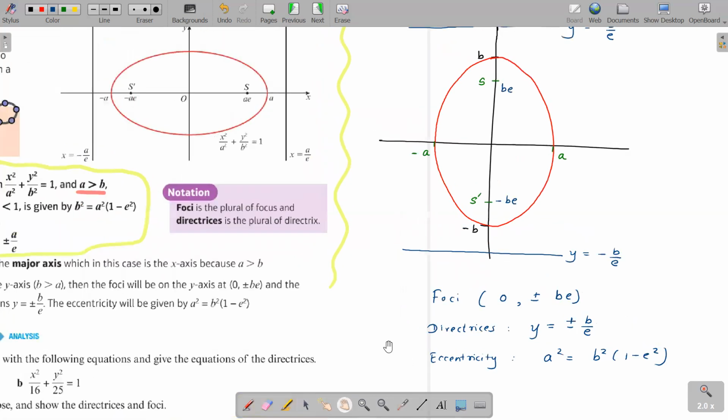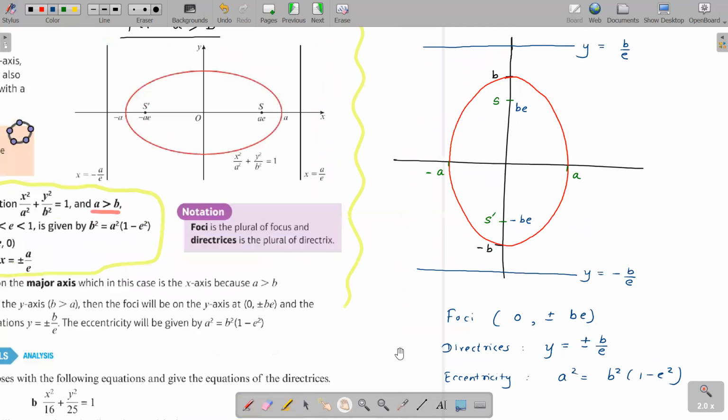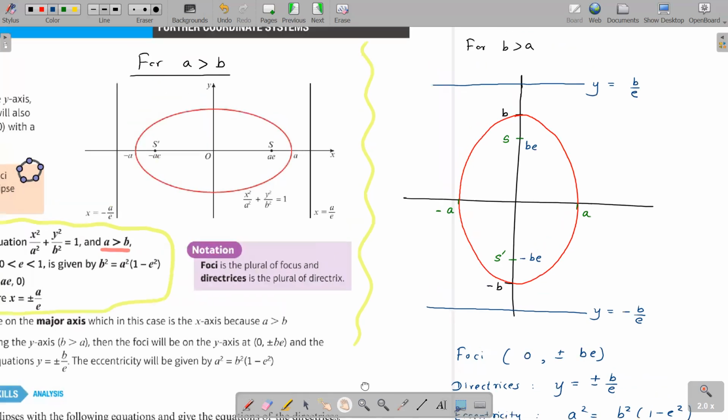So it is absolutely essential, before you start an ellipse question, it's really important, it's mandatory that you check the relationship between the a and b values. You must check whether your a value is greater than b or whether your b value is greater than a, before you use any equation. The directrices, the foci, and the eccentricity equation you use, everything changes according to the major axis. So you need to remember this.